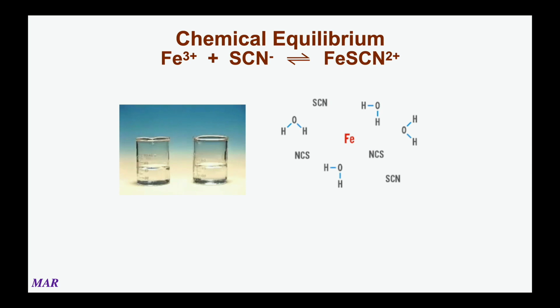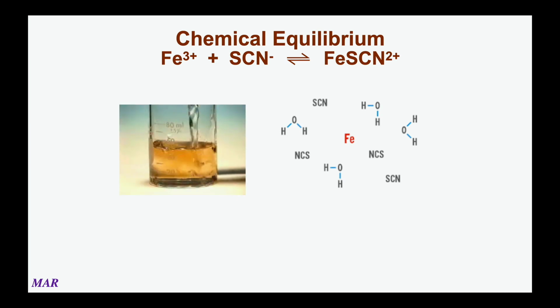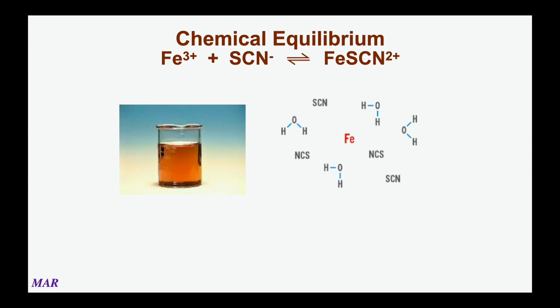When a solution of iron 3 nitrate is added to a solution of sodium thiocyanate, the red-orange iron thiocyanate complex ion is formed. Although the reaction looks complete, substantial amounts of iron ion and thiocyanate ion remain unreacted in solution.